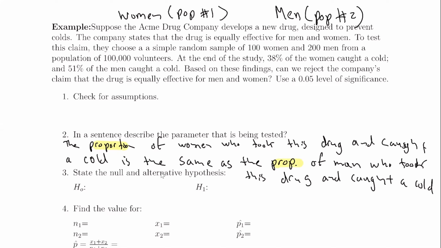Let's not do the null and alternative hypotheses right now. Let's do part number 4. What's my sample size for women? Oh, 100. There we go. What's my sample size for men? 200. For women, they don't give me what x1 is, but they actually give me what p-hat of 1 is. So what's p-hat of 1?